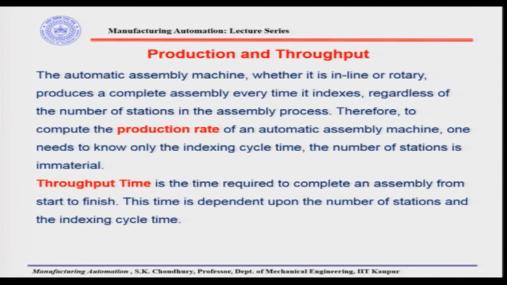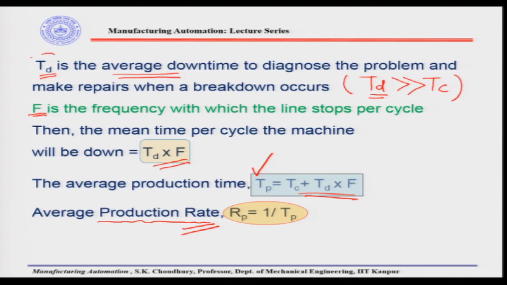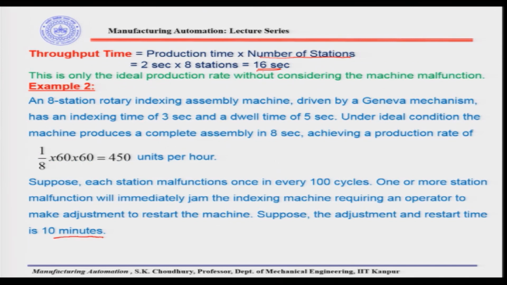So, once again I will come back to that. This is the TD, which is the average downtime to diagnose the problem. So, let us say in this example the TD is equal to 10 minutes. That is, when the line breakdown occurs, the 10 minutes will be taken by an operator to diagnose and repair that fault and to rerun the line.